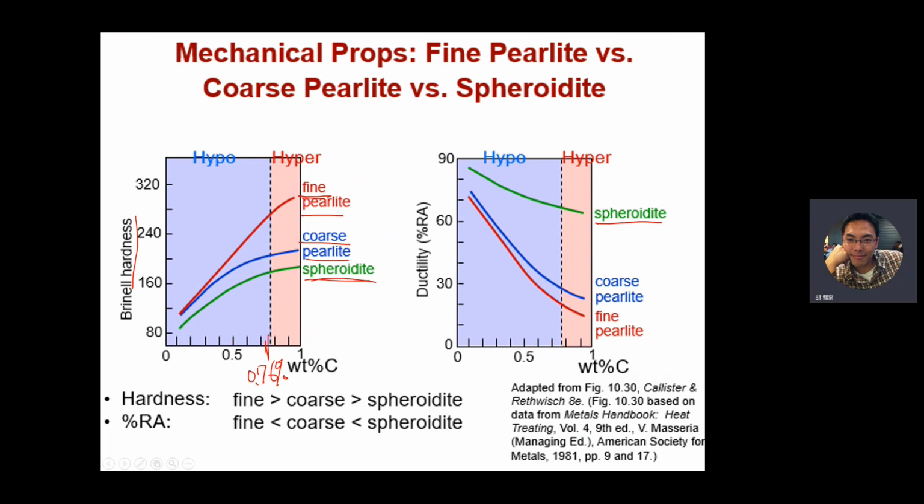Therefore we can control its mechanical properties, hardness, ductility, yield stress, tensile stress, with the carbon content. Usually the higher carbon content gives higher mechanical properties. And the fine pearlite has higher mechanical properties, or is stronger, than coarse pearlite and spheroidite.